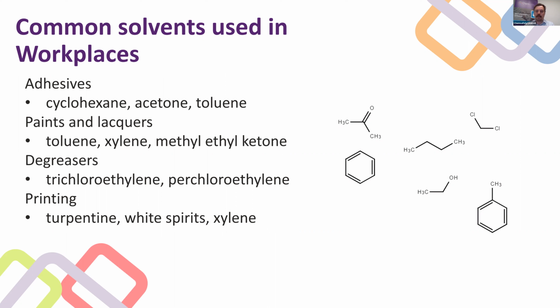Tetrachloroethylene and trichloroethylene. Tetrachloroethylene is also known as perchloroethylene, and sometimes you hear trichloroethylene referred to as trike. They're used in dry cleaning and degreasing operations. Printing operations use many different solvents, such as turpentine, white spirits, and xylene, among others.